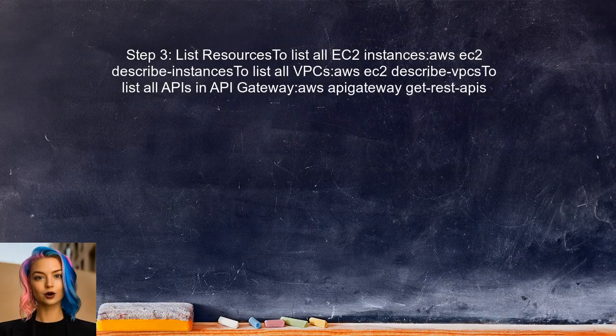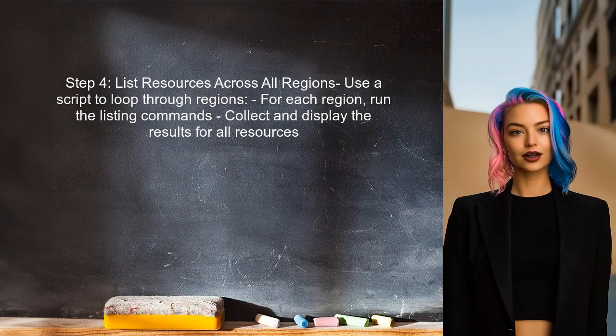Now the user can list all resources across different services. For example, to list all EC2 instances, they can use the command for EC2, and similarly for other services. Finally, to gather all resources across all regions, the user can loop through each region and execute the listing commands. This will provide a comprehensive view of all resources.